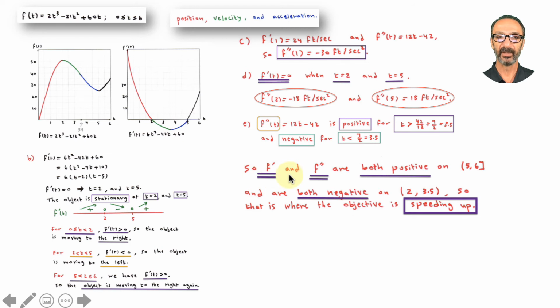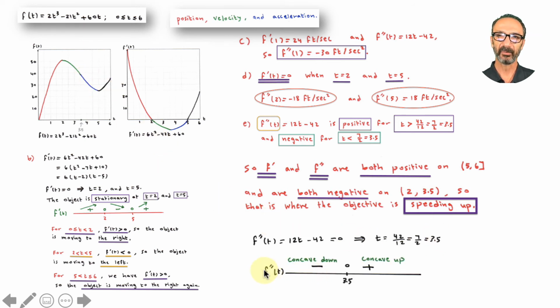So if f prime and f double prime are both positive, we are speeding up. But that happens when between 2 and 3.5. Between 2 and 3.5, they're both negative. This is negative. And between 2 and 3.5, f prime is negative. We're going down. Here it's negative, but f double prime is not negative after 3.5. It's positive because it's concave up.